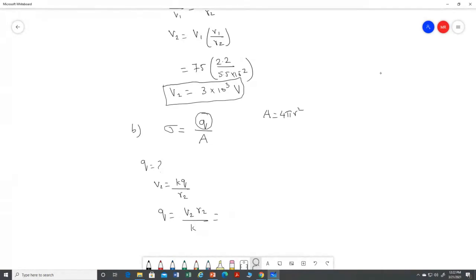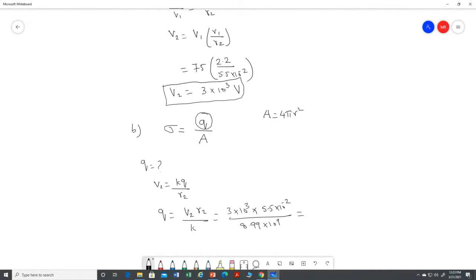What is V2? 3000. 3 multiplied by 10 to the power of 3 multiplied by R2. What is the value of R2, my dear? Yes, 5.5 centimeter. So 5.5 multiplied by 10 to the power of minus 2, divided by k, the constant, 8.99 multiplied by 10 to the power of 9. So if you just work it out, what you'll get, my dear? Please let me know the answer.